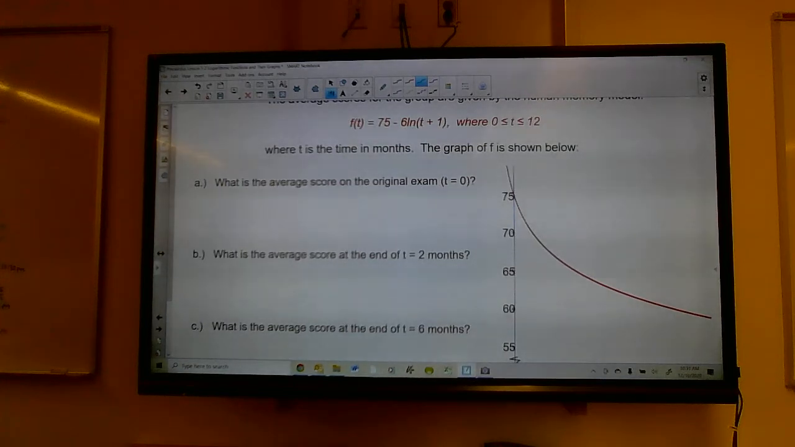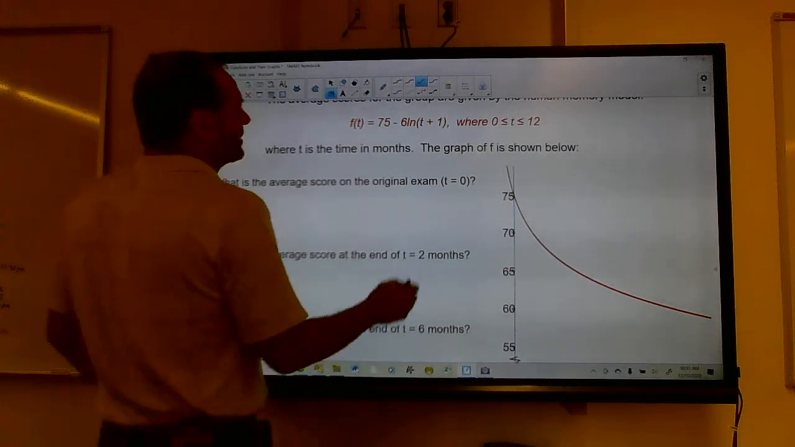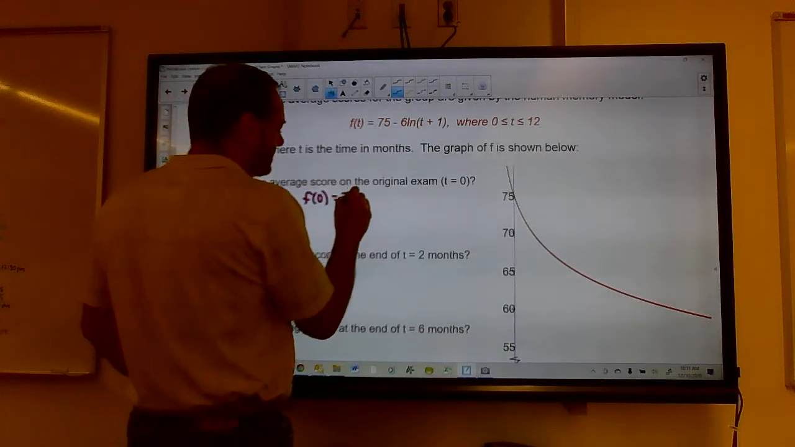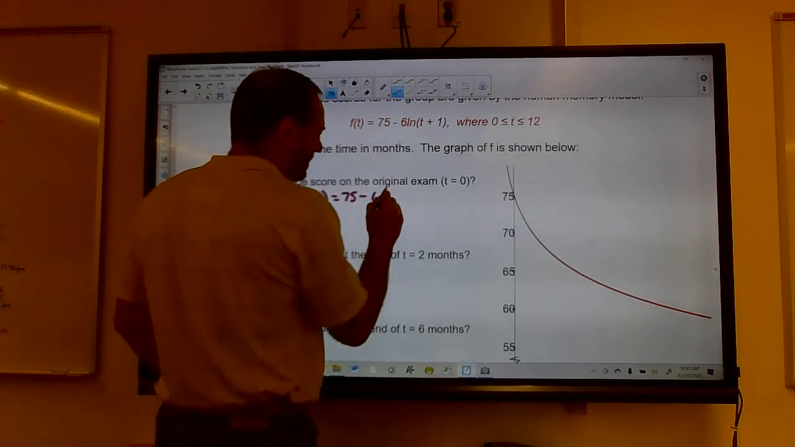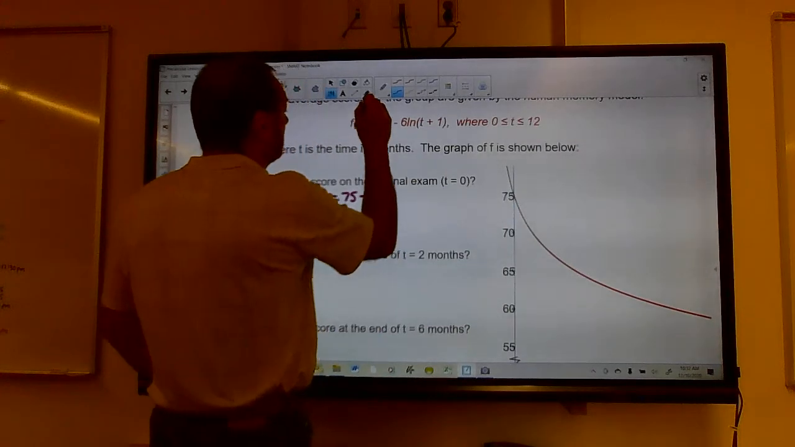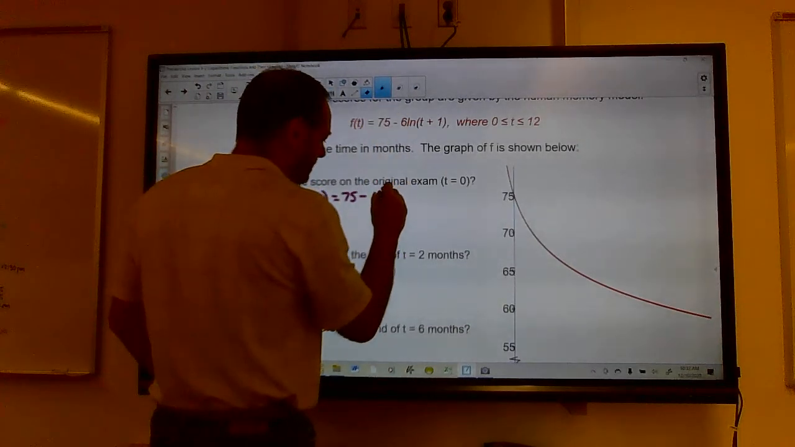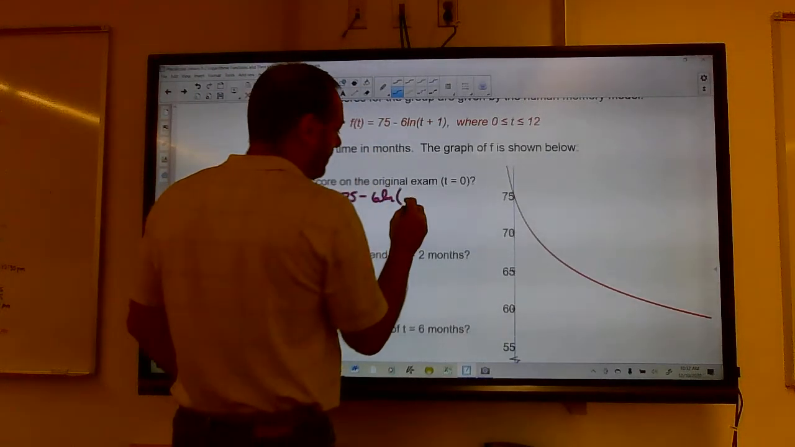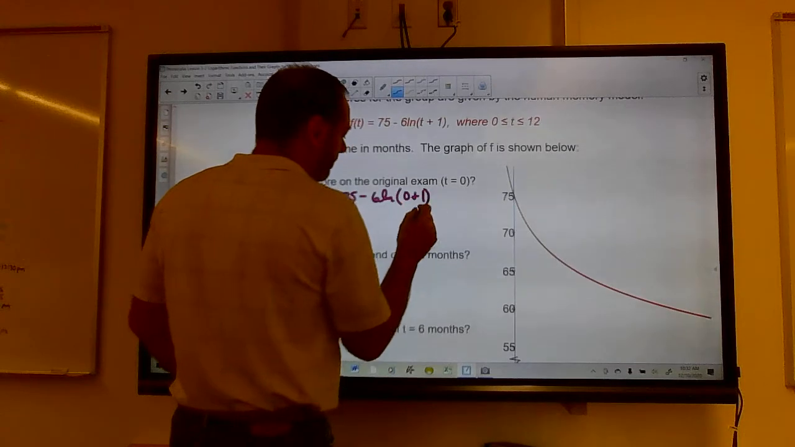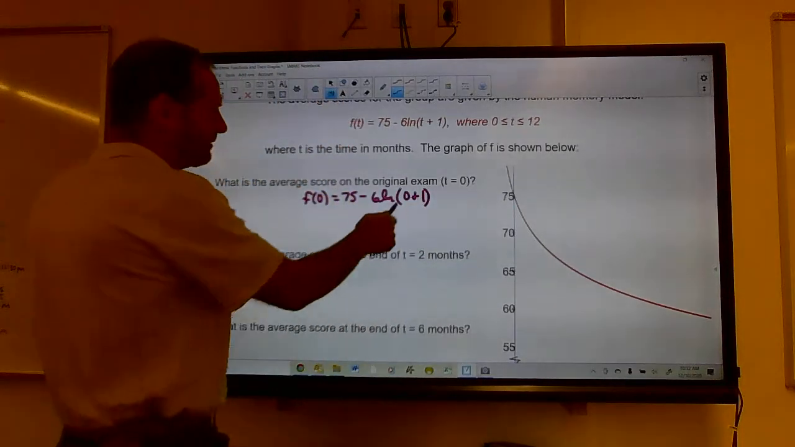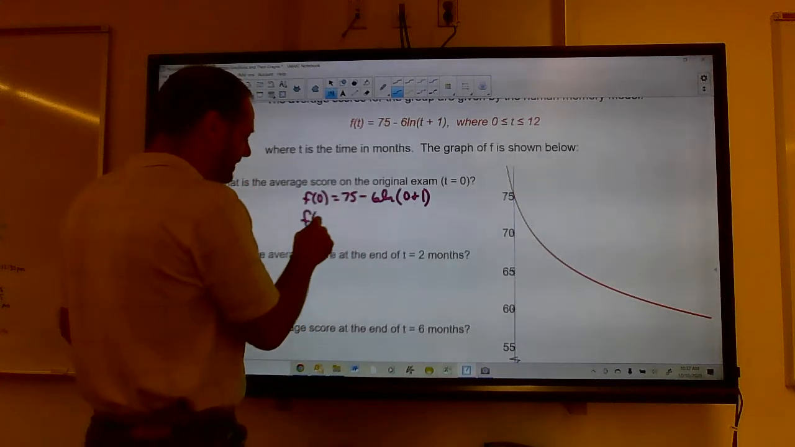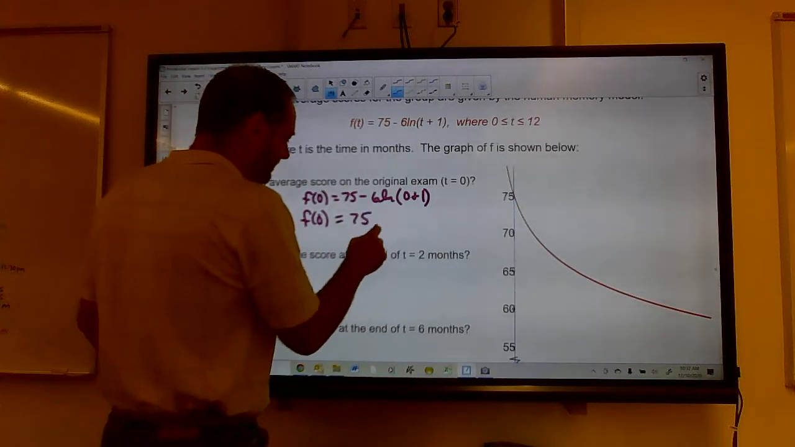What is the average score on the original exam when t is 0? Okay, well that's easy. I just plug in 0 here and I get f of 0 is 75 minus 6 times the natural, wow, that's horrible. The natural log of 0 plus 1. Well, the natural log of 1 is 0, and 6 times 0 is 0, so this ends up being 75. So the average score was 75.